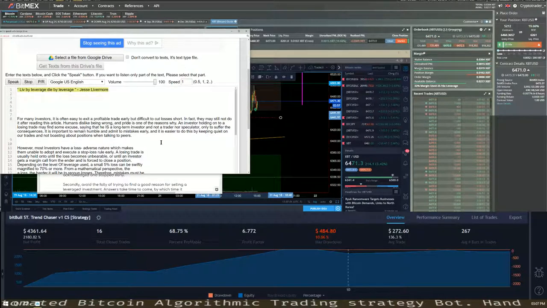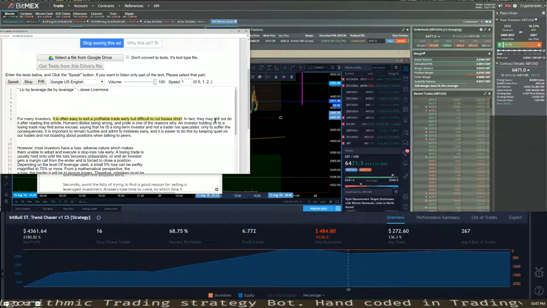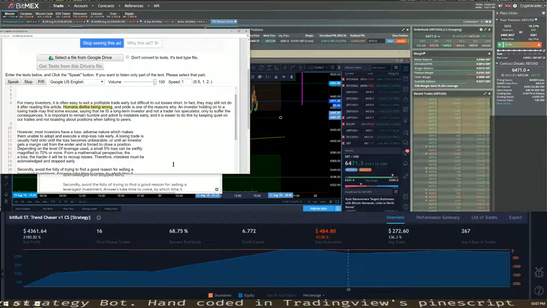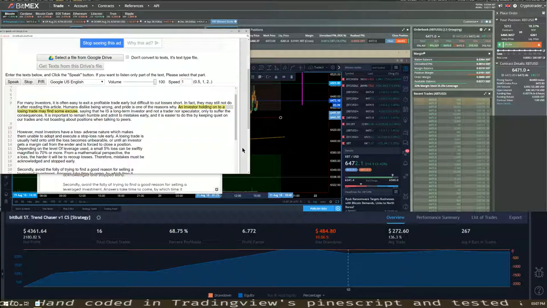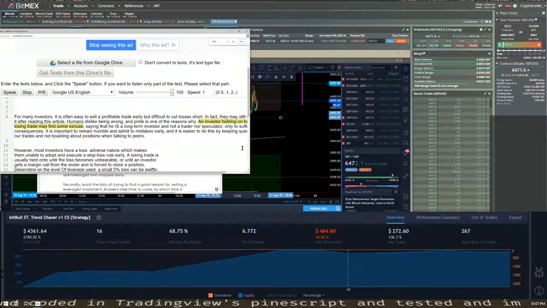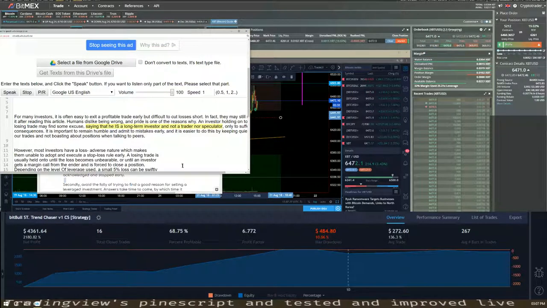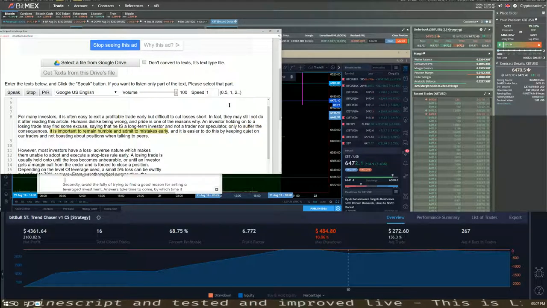Quote: live by leverage, die by leverage, Jesse Livermore. For many investors, it's often easy to exit a profitable trade early but difficult to cut losses short. In fact, you may still not do it after reading this article. Humans dislike being wrong. Pride is one of the reasons why. An investor holding on to a losing trade may find some excuse, saying that he is a long-term investor and not a trader nor speculator, only to suffer the consequences. It is important to remain humble and admit to mistakes early.